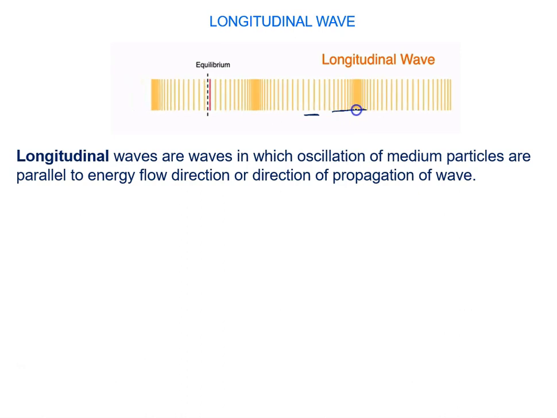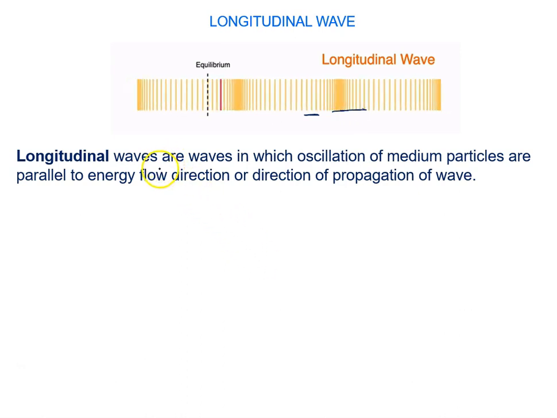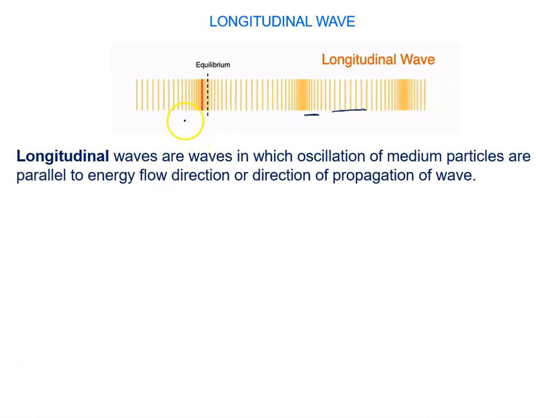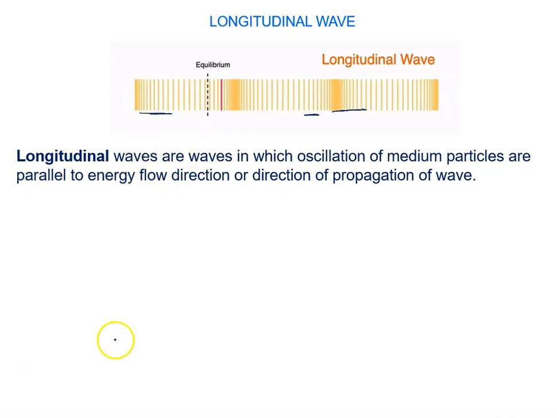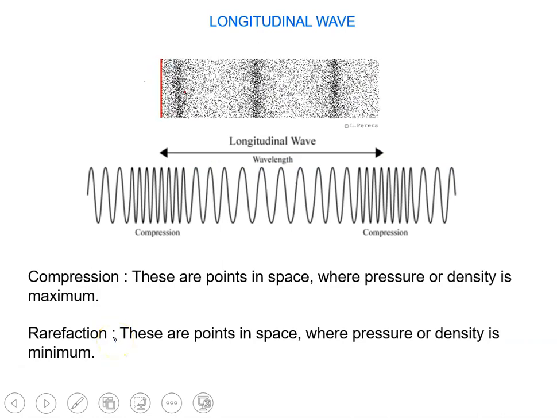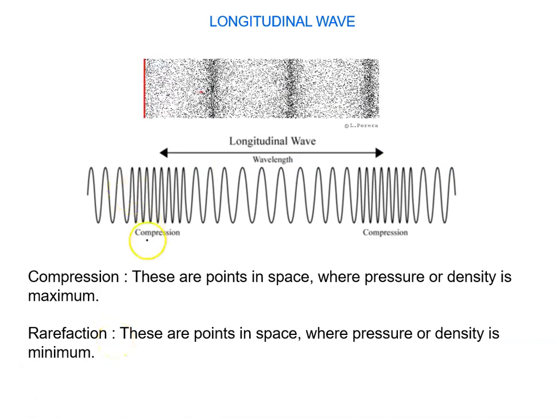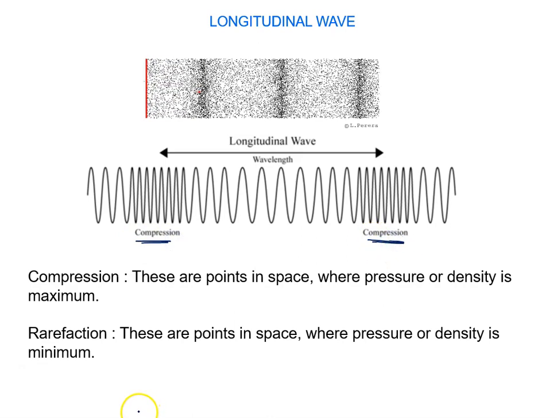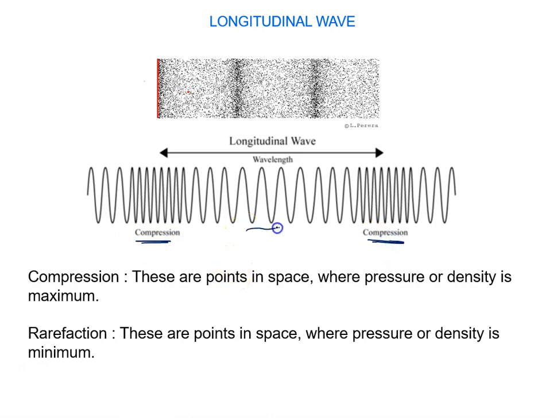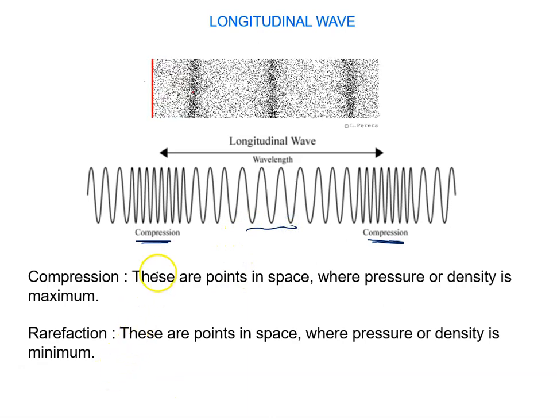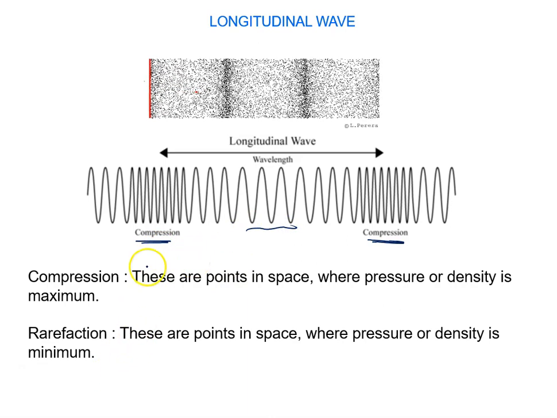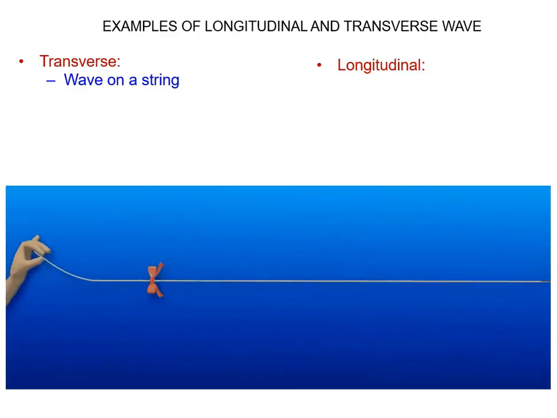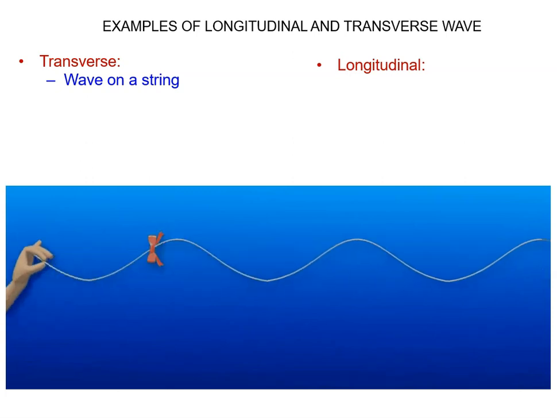This compression is moving. And there are some points in the space where pressure or density is minimum. That point is known as the rarefaction. I hope it is visible to all of you. This is rarefaction. So compression are the point in the space where pressure or density is maximum. Rarefaction is the point in the space where pressure or density is minimum. And distance between two consecutive compression or two consecutive rarefaction in the longitudinal wave is known as the wavelength. Now we will discuss some examples of the longitudinal and transverse wave.